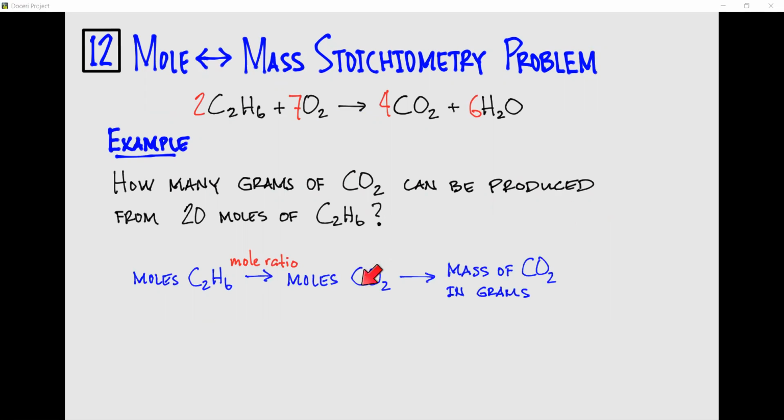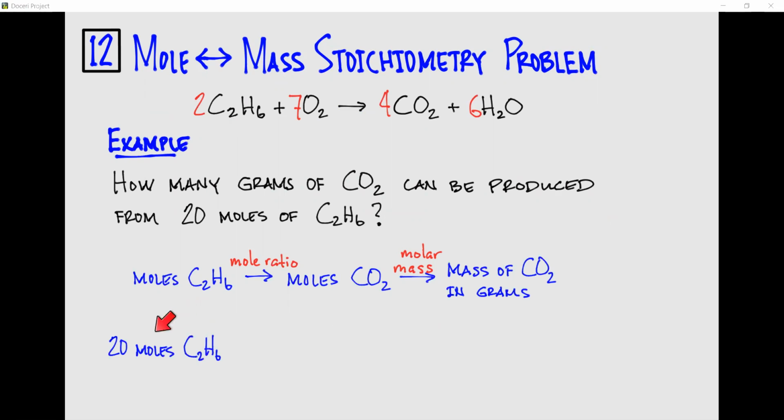All right, so we can convert this moles of carbon dioxide to mass of carbon dioxide in grams using the molar mass of carbon dioxide. All right, so let's take a look.